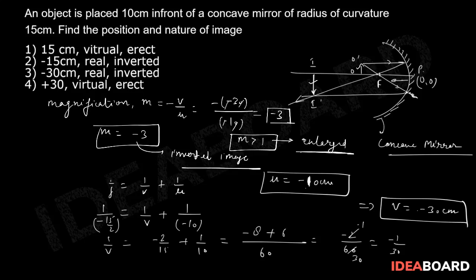Correct? And if you see the options, we have the option 15 centimeters, virtual and erect. So it is not erect, it is neither virtual, wrong. Of course, this is a real image. Rays are actually cutting. We are not doing anything. So this is a real image. So obviously real should be the answer. Minus 15 real inverted, which is wrong because it has to be minus 30. So minus 30 real and inverted. Yes, option number 3 is our choice. Okay.